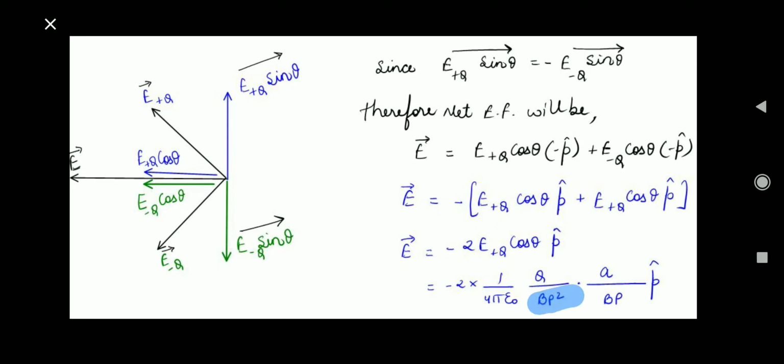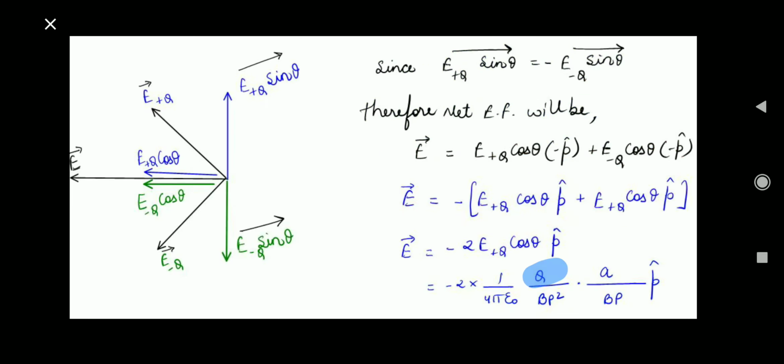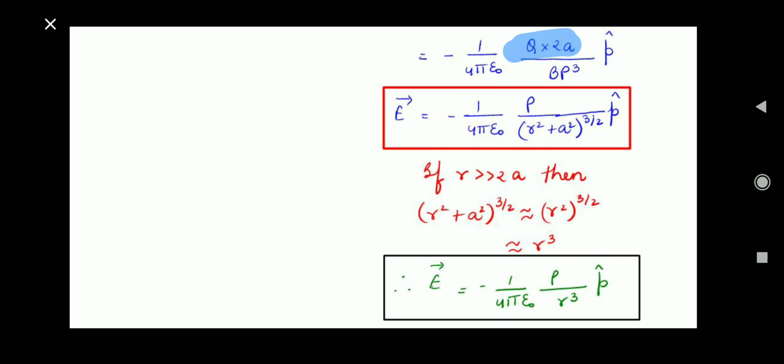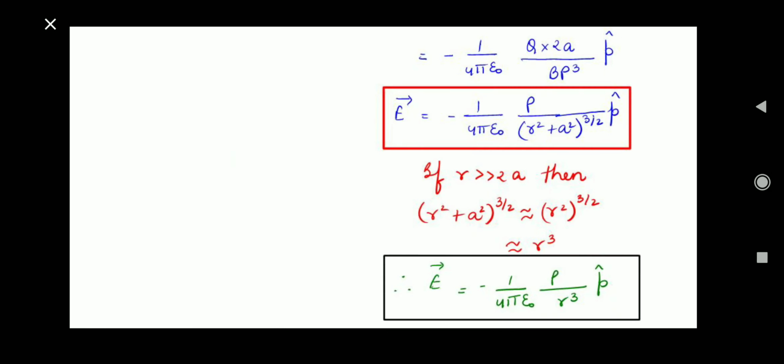Now this BP square and BP gives us BP cube, and QA, and this 2 we have written like this: Q into 2A, minus 1 upon 4 pi epsilon naught, in the same way it is written, and also P cap. Now this Q into 2A gives us capital P, which is again the dipole moment, and here in place of BP you can see this BP cube value is written. So how did we get this value? We got this value with the help of the Pythagoras theorem.